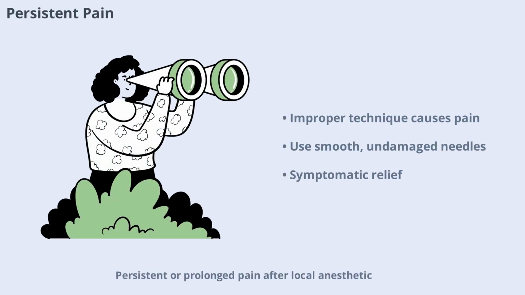Persistent or prolonged pain after local anesthetic injection can be due to improper technique, such as subperiosteal injection, or tearing of the periosteum, or the use of needles with barbs. Prevention includes using good surgical technique, avoiding subperiosteal injections, and ensuring needles are smooth and undamaged. Management is usually symptomatic, focusing on pain relief.